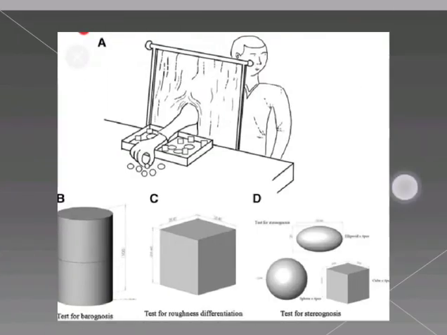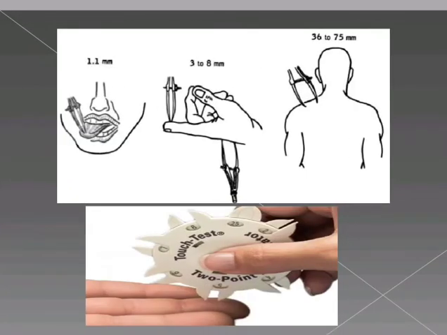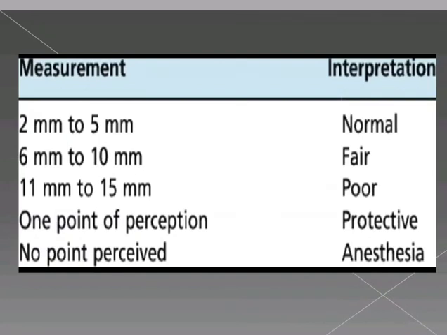The next one is two-point discrimination. This test determines the ability to perceive two points applied to the skin simultaneously. It is measured by the smallest distance between two stimuli. The patient is asked to identify the perception of one or two stimuli. We can see the picture. This test is done with an instrument called an aesthesiometer. The measurement: 2 mm to 5 mm is normal, 6 mm to 10 mm is fair, 11 mm to 15 mm is poor, one-point perception is protective, and no point perceived is anesthesia.